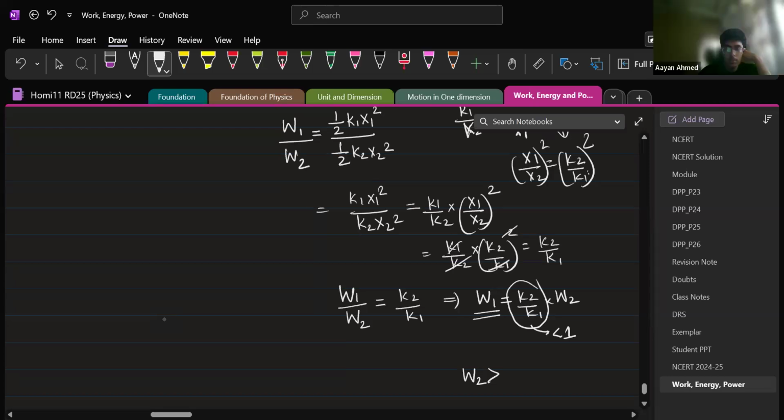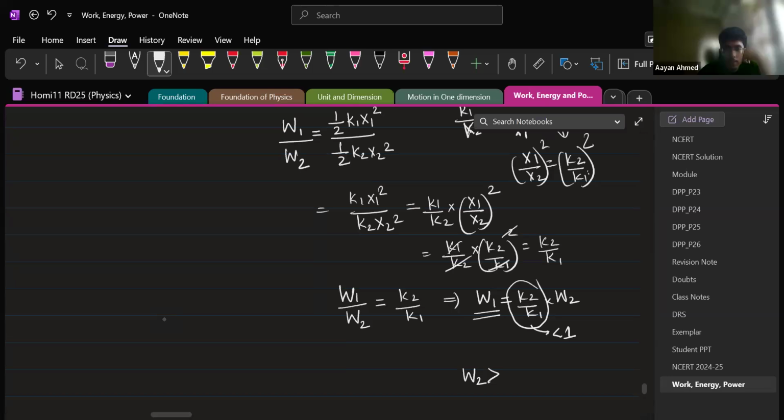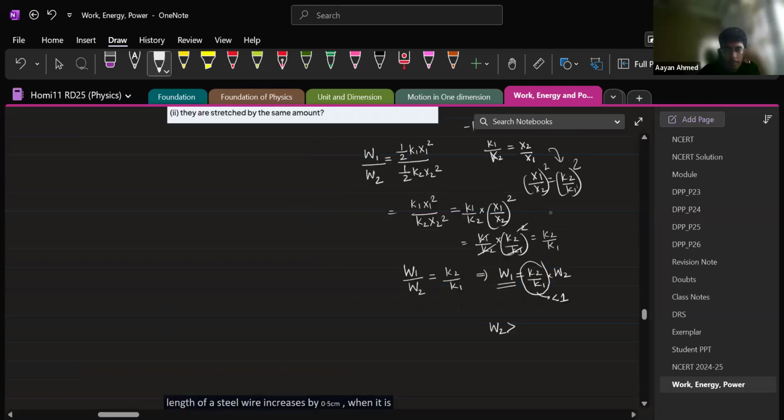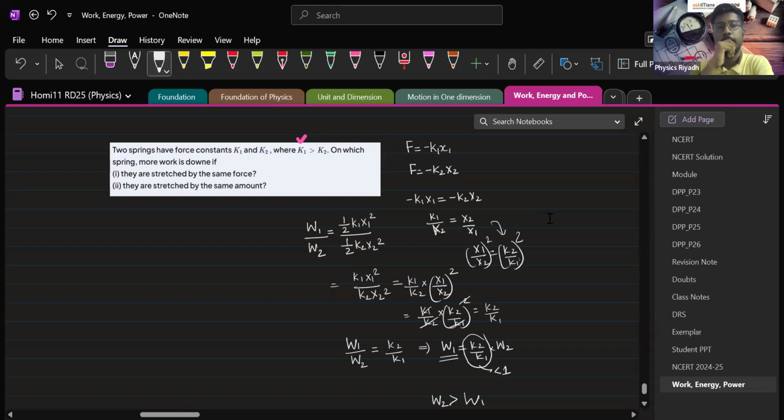So can you show the solution? Sorry, can you show the solution? Can you zoom out? Yes, yes. Those who have completed can try the second one.